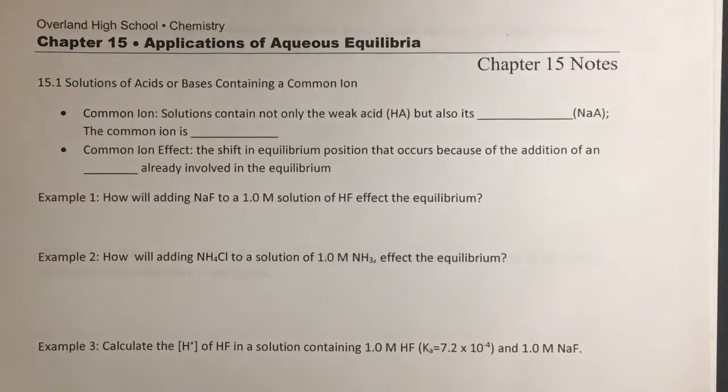So chapter 15 is pretty much a continuation of chapter 14. We're still looking at acids and bases. We're still looking at equilibrium systems. Now, though, we're going to add something called a common ion.